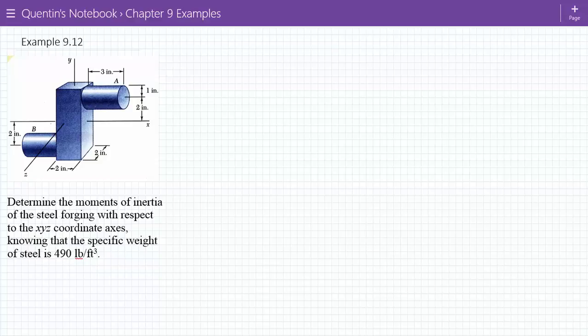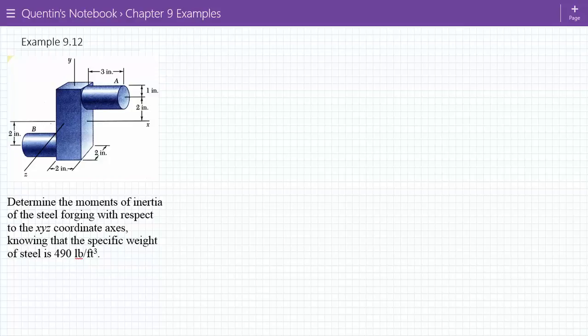Okay, let's look at example 9.12. Determine the mass moments of inertia of the steel forging with respect to the XYZ coordinate axes, knowing that the specific weight of steel is 490 pounds per foot cubed. Okay, so this is actually a relatively simple problem, but you just have to keep track of everything.